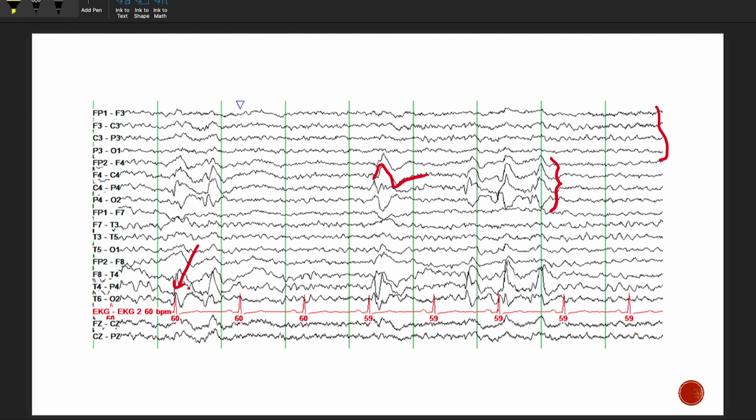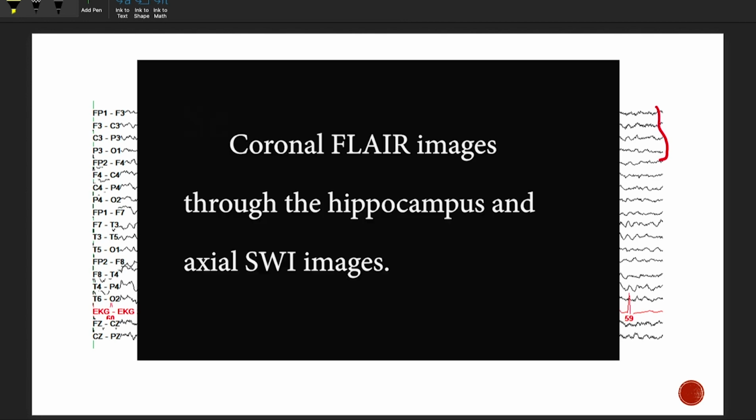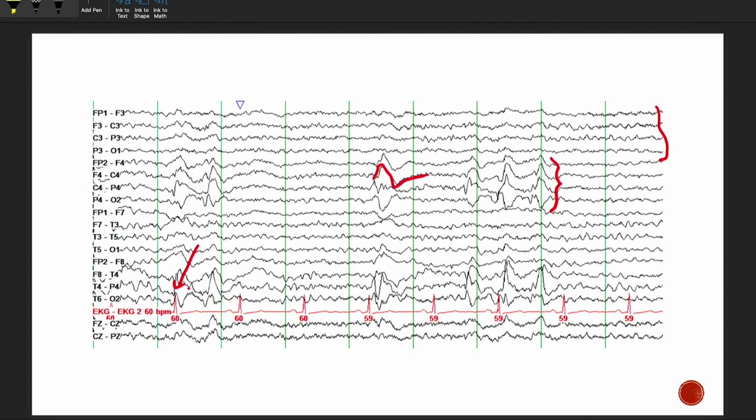When you do an MRI of the brain, make certain that you're doing it with a seizure protocol. What that means is, normally when I request an MRI in a person with epilepsy, I request coronal FLAIR images through the hippocampus as well as axial SWI images. SWI stands for susceptibility weighted images, and that sequence is especially good for looking for blood products.